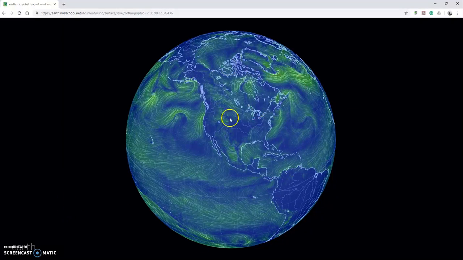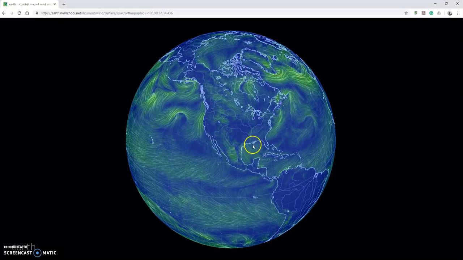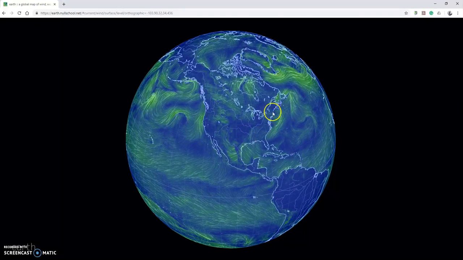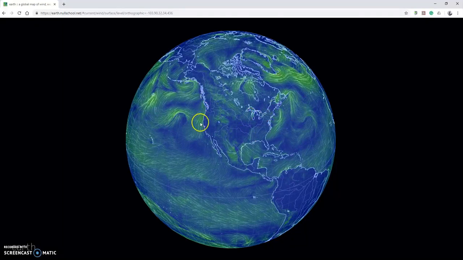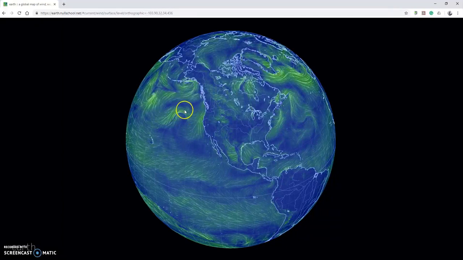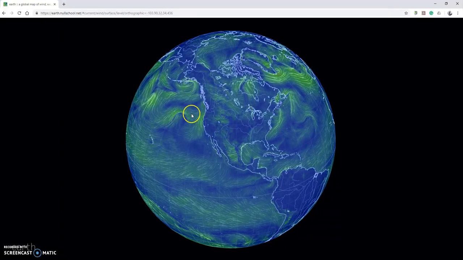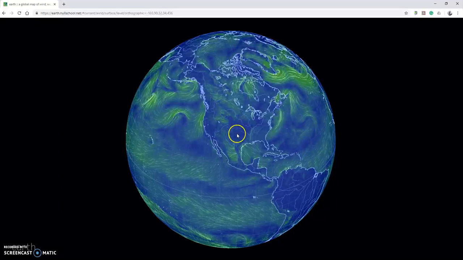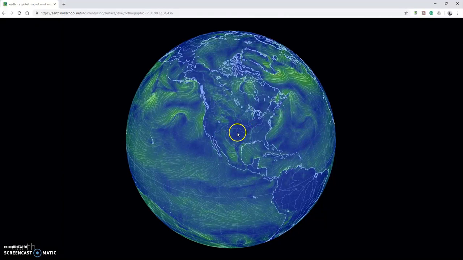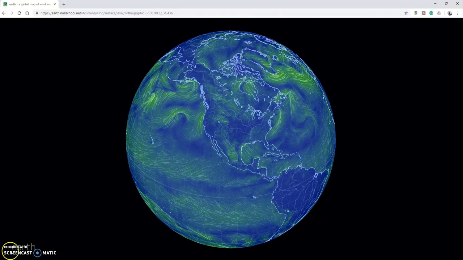So for what we're looking at here from the get-go, we are actually looking at wind speeds on Earth. Whenever you see those brighter green lines or those white lines going through, those are going to be our higher wind speeds, and then we can start to see here in central United States, those winds are much calmer, and we have that blue color instead.